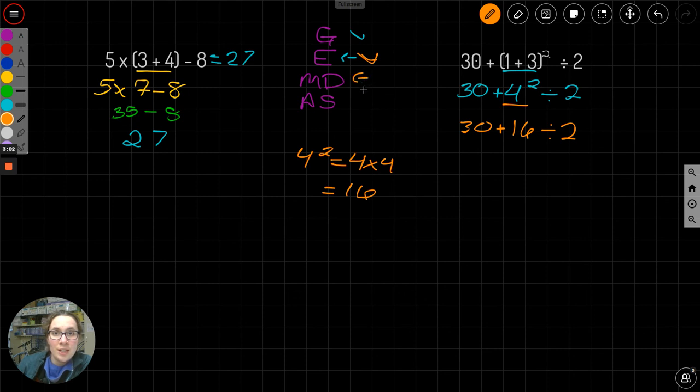Now we're doing multiplication and division. So the 30 plus stays the same, but we're going to do 16, I should be doing this in a different color, 16 divided by 2, which is 8. And now I can do addition and subtraction. 30 plus 8 is 38. So this one equals 38.